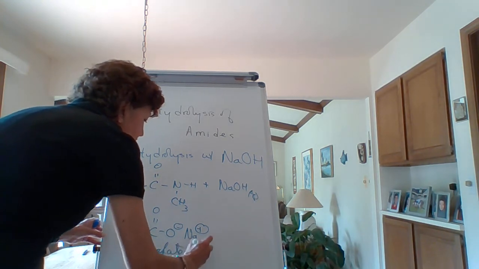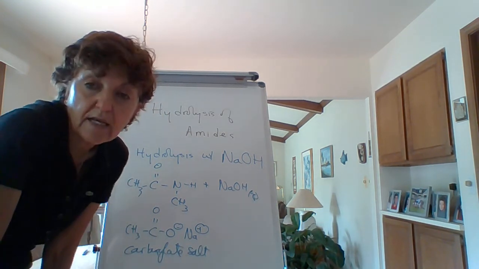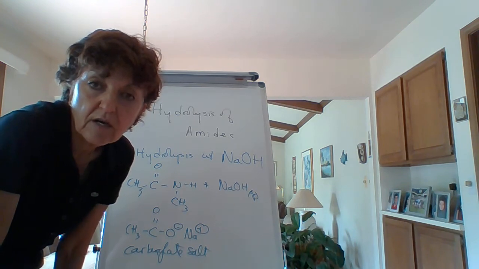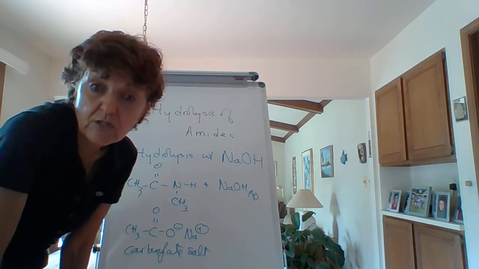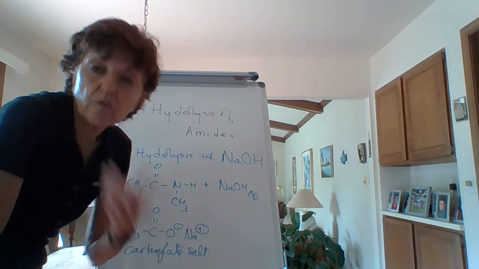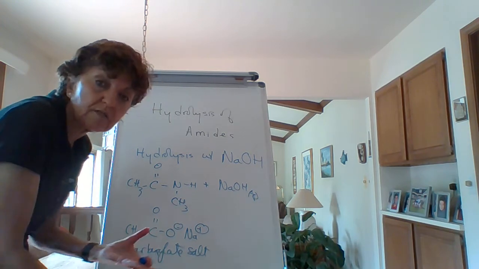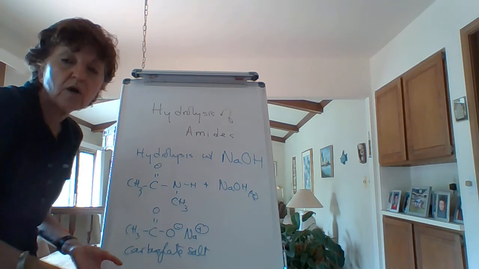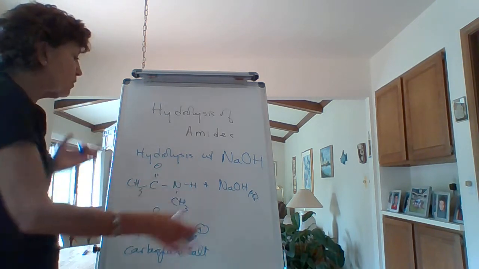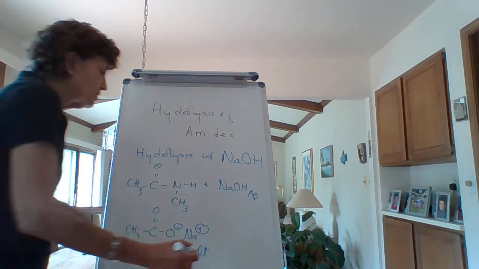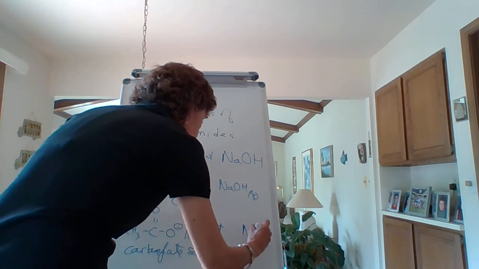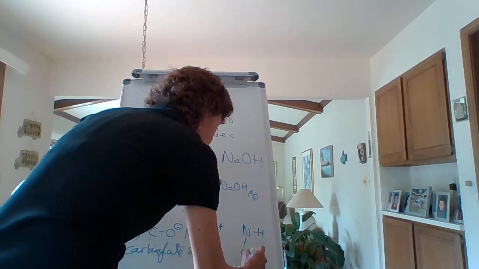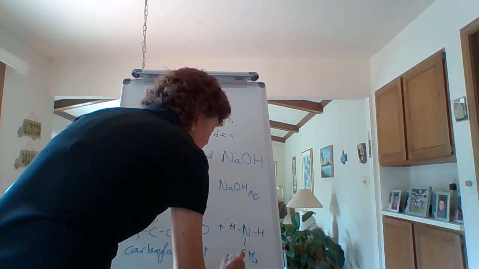salt. Remember in our saponification reaction back with the esters. So an ester with the sodium hydroxide gives you a carboxylate salt. So an amide with the sodium hydroxide will also give you a carboxylate salt. And then what do we have left over? Just a plain old amine.